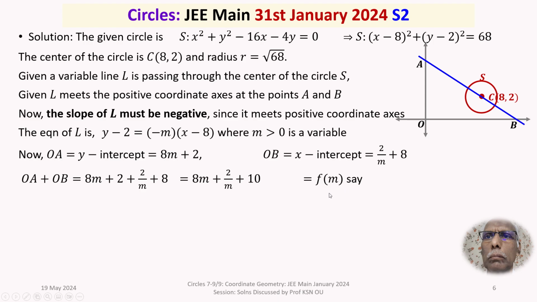And we have to find out OA plus OB when it is the least, and find out the least value of that. So we have to talk about the minima of this one. For that, the first derivative f prime m is equal to 8 minus 2 by m square. Equate it to 0, then you will get the stationary points. M square is equal to 1 by 4. M will be plus or minus 1 by 2. We take m is equal to 1 by 2 and reject m is equal to minus 1 by 2 because m is positive.